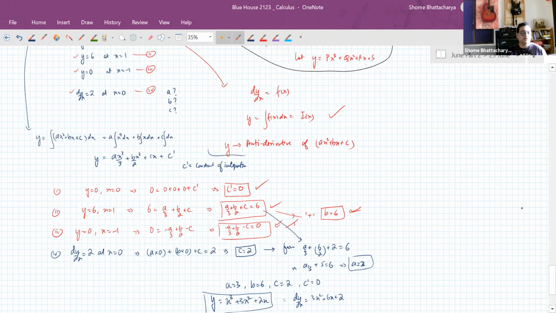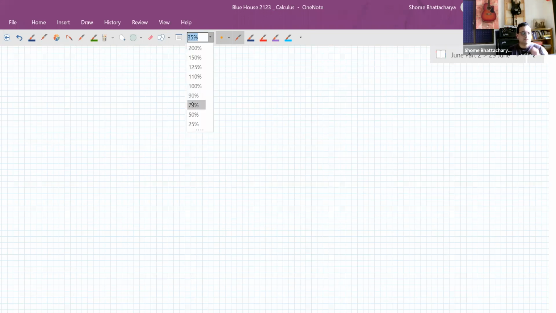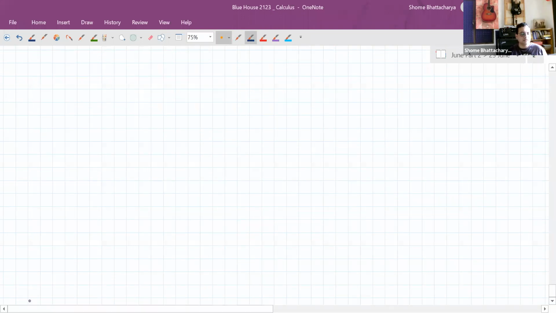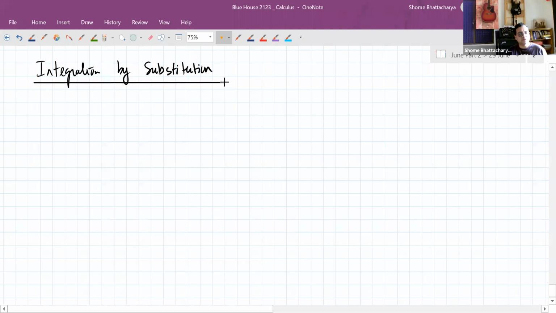Okay, so let's move on now. Now the next thing we'll see is a technique in integration called integration by substitution. So this is like an equivalent of chain rule for integration, like we had chain rule for differentiation. So you can think of this like an equivalent of chain rule for integration.